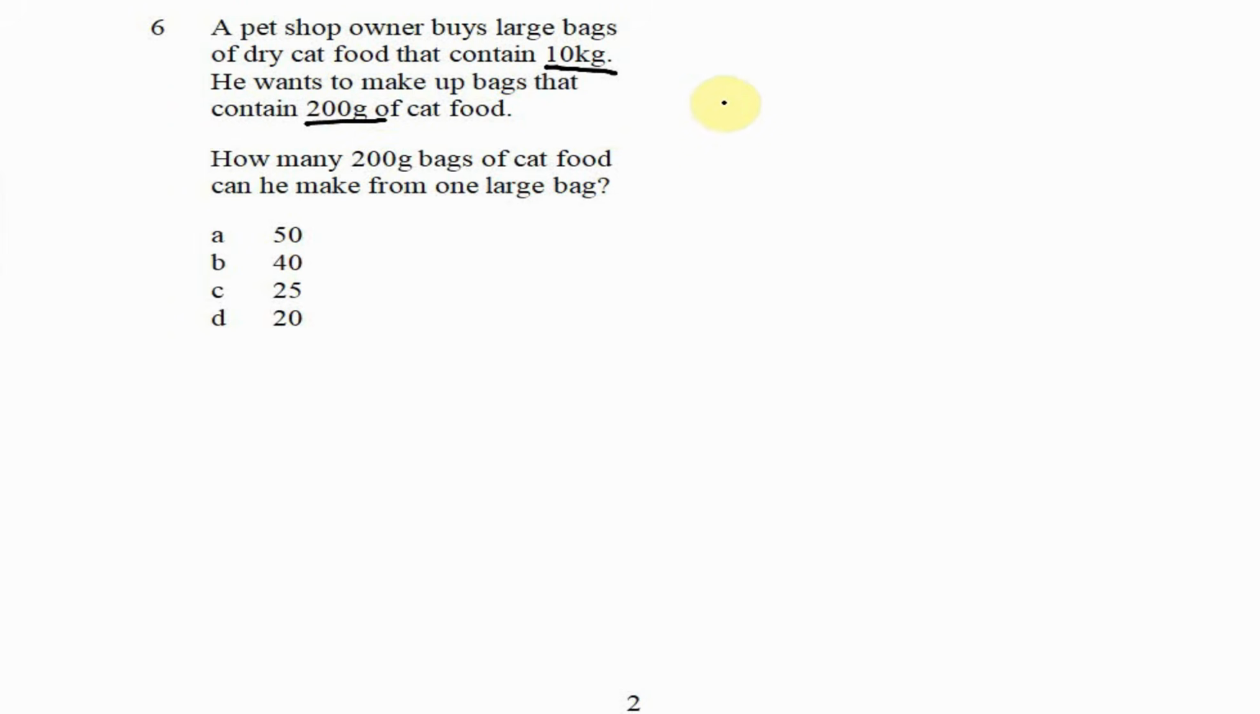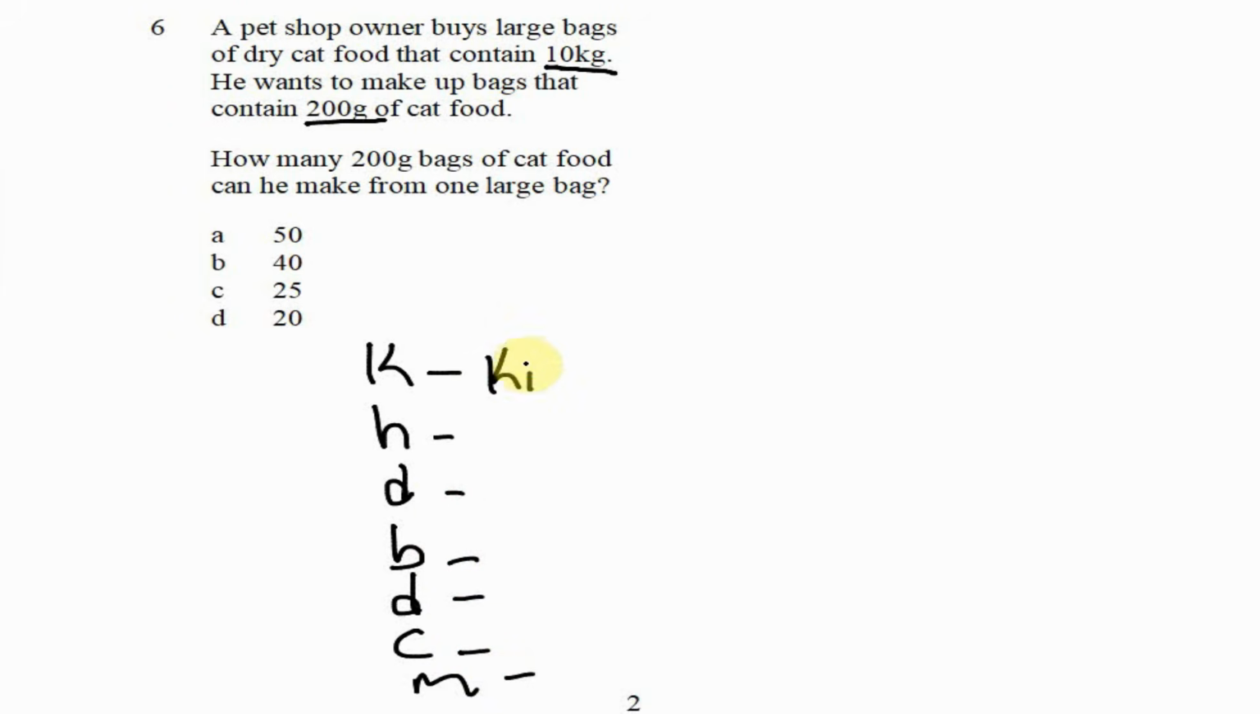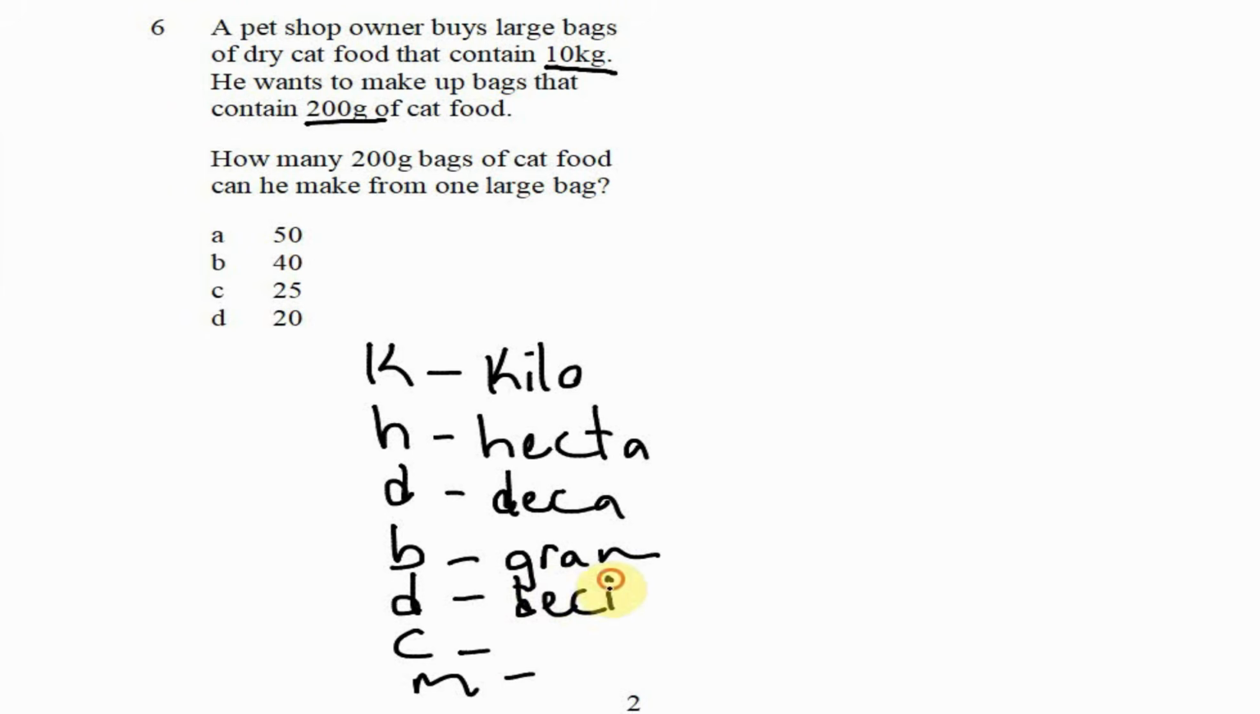All right, so again we can use the little phrase, King Henry Died By Drinking Chocolate Milk. By now you should know what each of these represents. K is kilo, H is hecto, D is deca. Our base unit here would be grams because we're talking about kilograms and grams. Then deci, centi, and milli.